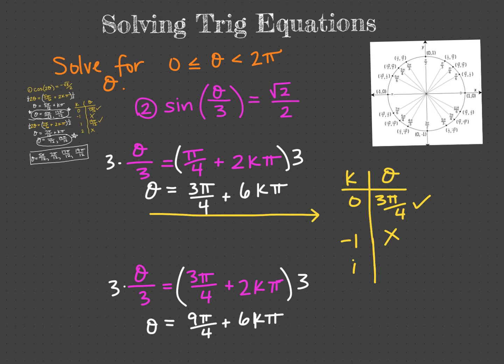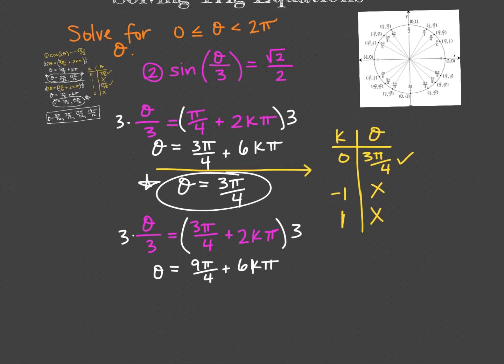Since we can't go more negative, what about if k is 1? Well, if k is 1, we'd have 3 pi over 4, and we're adding 6 whole pi's. That's clearly bigger than 2 pi, so that's not even going to work. I don't even need to do the math there. We can just do number sense. So our only solution here to this equation is 3 pi over 4.